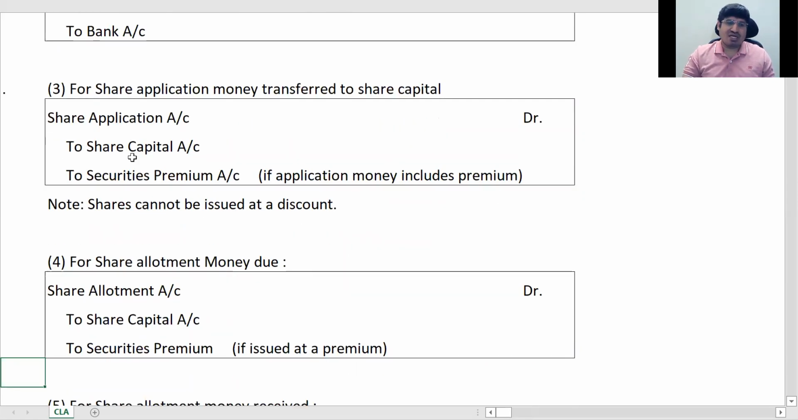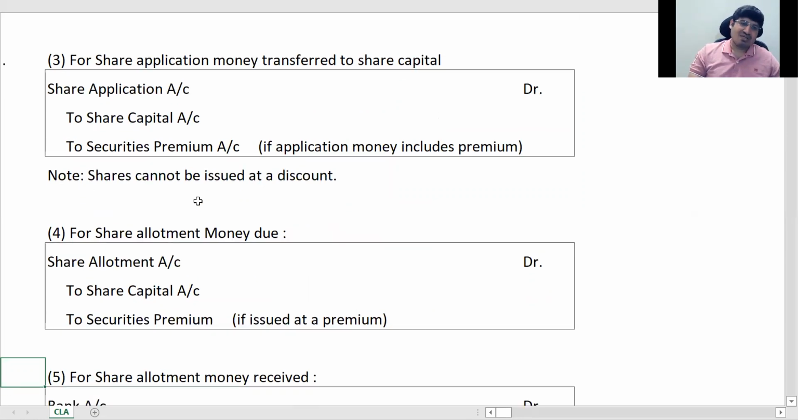So we are not taking this in detail now because we will be discussing securities premium in time to come. So shares cannot be issued at a discount. Company law has now prohibited it. There was some time when we were all studying, that time issue at a discount was possible, but your 2013 Act has put a stop to that.